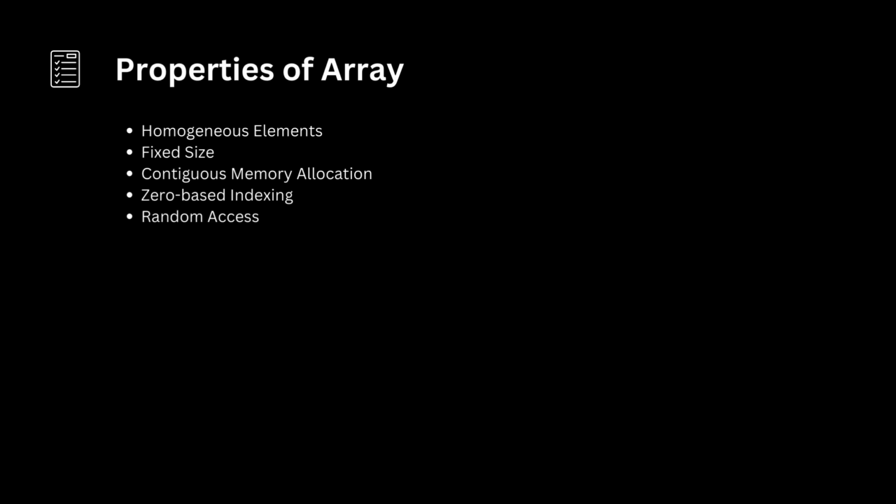Random access. Arrays support random access, meaning that you can directly access any element in the array using its index. This allows for efficient and constant time access to individual elements. Ordered elements. The order of elements in an array is determined by their indices. This order is maintained throughout the lifetime of the array unless explicitly modified.